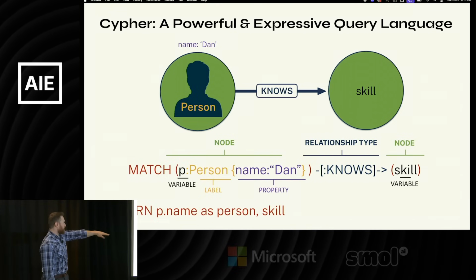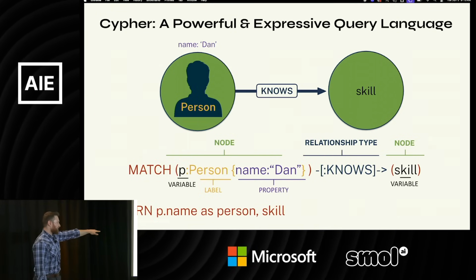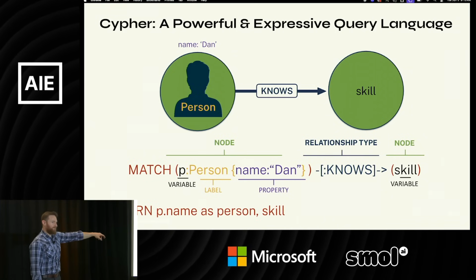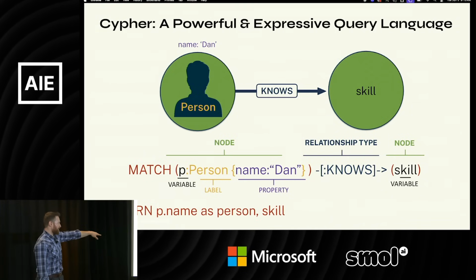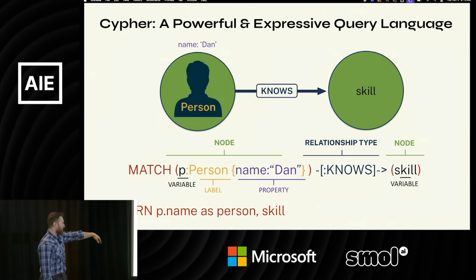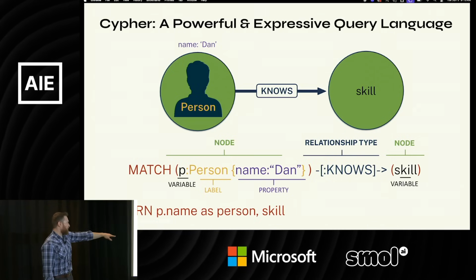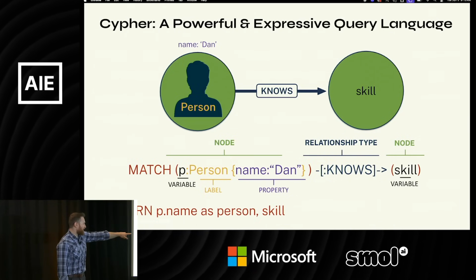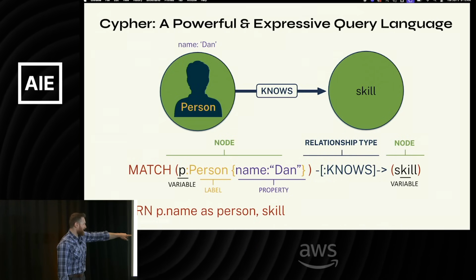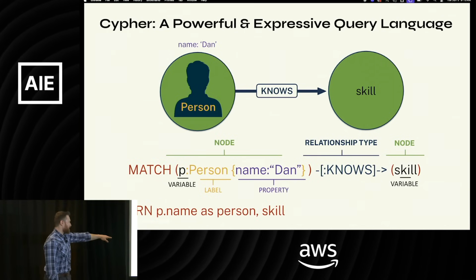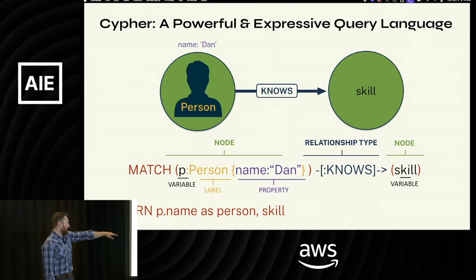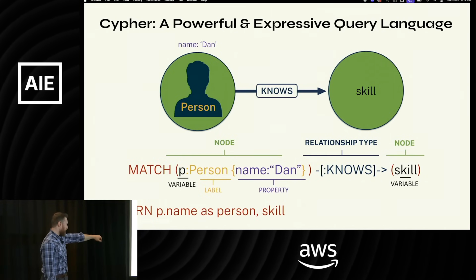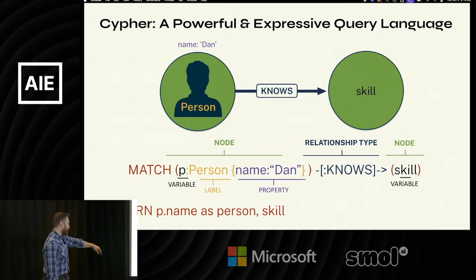Nodes have what are called labels, which is the equivalent of a type of table within a SQL database, basically what type of entity it is. And then, as I said before, they have properties. So for example, you can identify by a property like name, and you can have variables like p and s, which refer to the actual entity as you write your query.